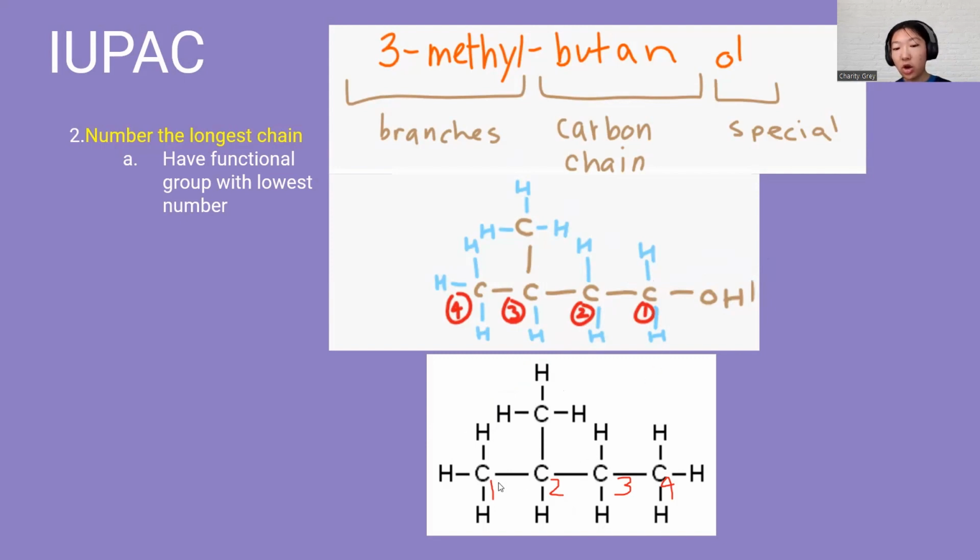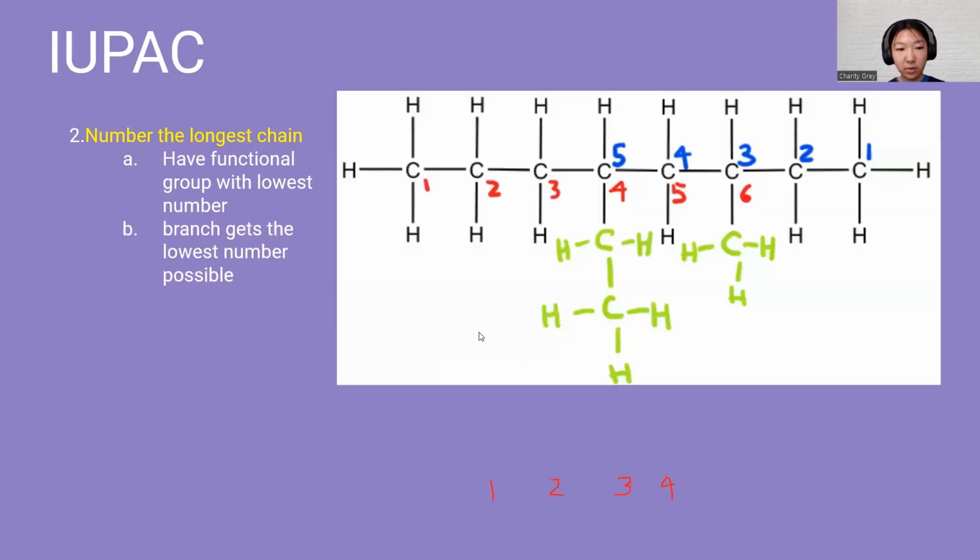Then we're going to look over here. This molecule has no functional group, so we don't care. Then we're going to have the branch that gets the lowest number possible, right? So this is our branch, which has the lowest number possible. So you can either number these ones with 4 and 6, or I can number them with 3 and 5, right? So it doesn't matter if you have 1 branch or 2 branches. We're still going to look at the first smallest branch.